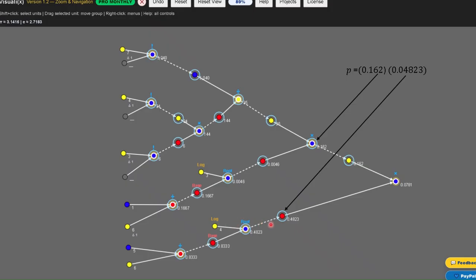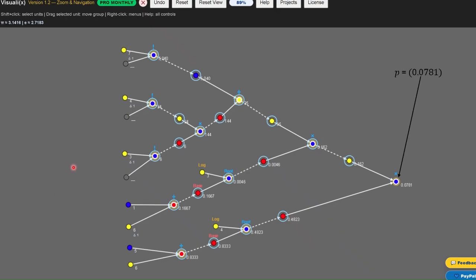Now all 3 branches can come together. We multiply 35 by 1/6 cubed and by 5/6 to the 4th power. The result is approximately 0.0781. In percentage terms, that's about 7.81% probability of getting exactly 3 2s when we throw a fair 6-sided die 7 times.